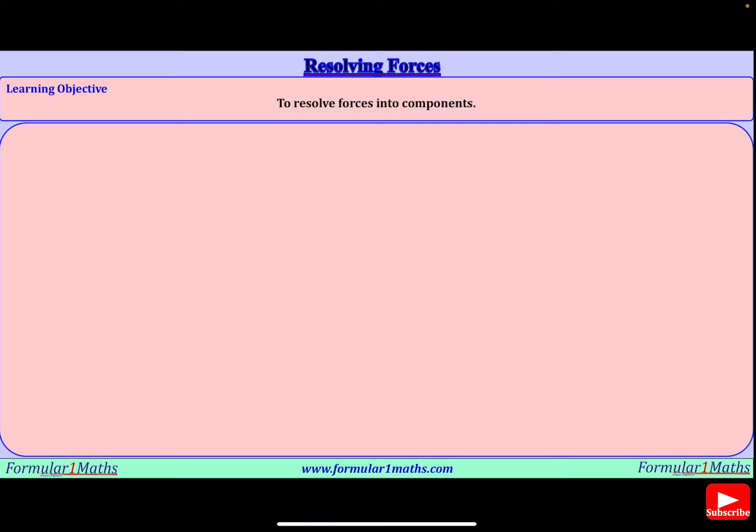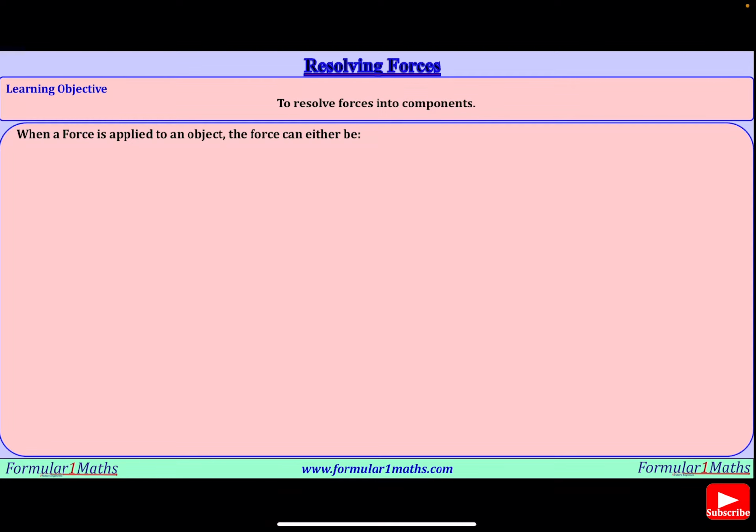Welcome to Formula 1 Maths. This is 5.1 of the A-level Applied Maths course. We are going to learn how to resolve forces today. So let's get started.